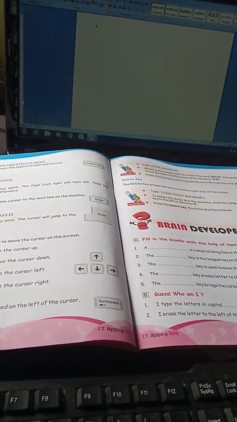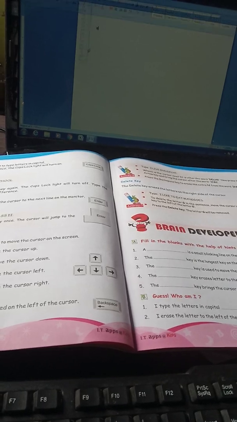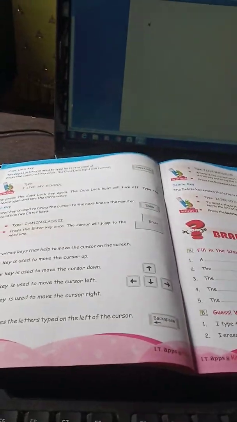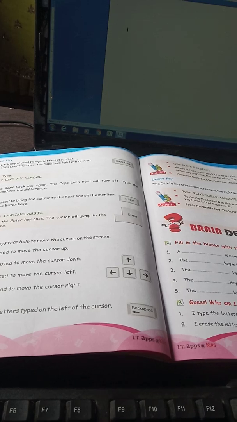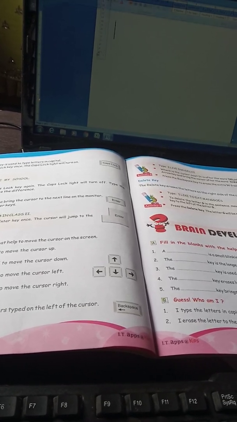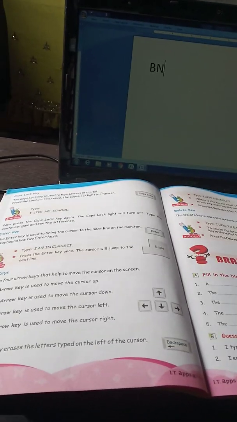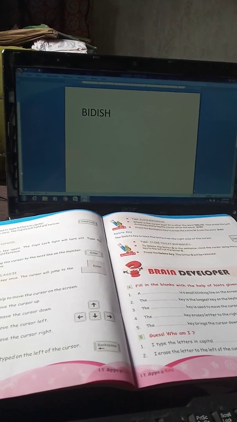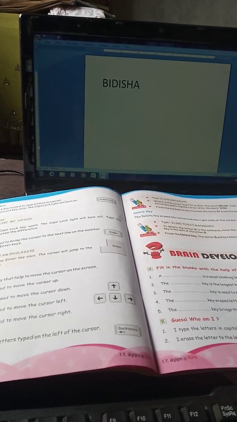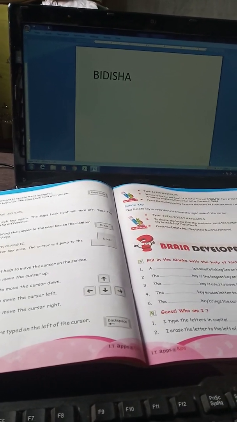One minute, children. Okay, I'm writing my name. Bidisha. Okay, okay. I'm writing my name. B. You're getting it is in capital letters. D-I-S-H-A. Why is it writing capital? Because we have pressed caps lock.